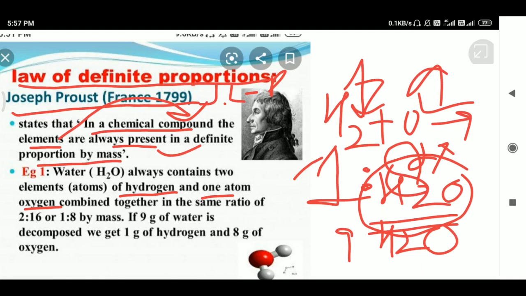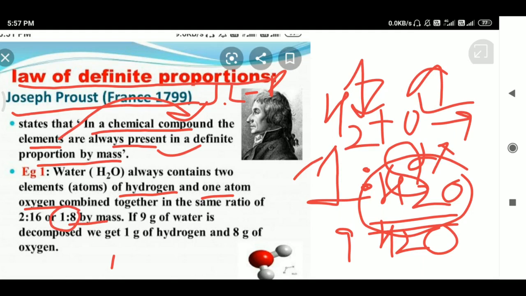Whenever there is a formation of a water molecule, hydrogen combines with oxygen in the ratio of 1:8. There should be the 1:8 ratio. Then and only then will the water molecule get formed.